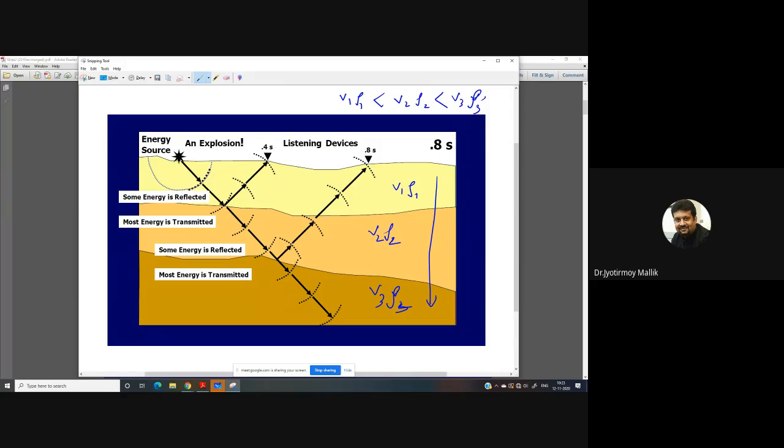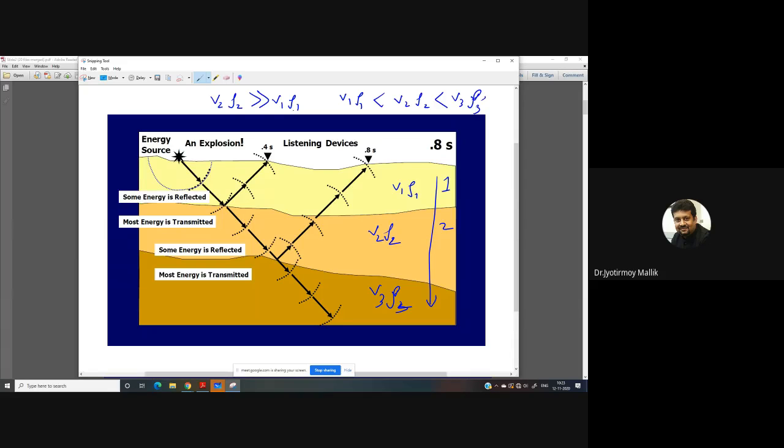nature. Now let us say that there is a very large contrast between layer 1 and layer 2. A large contrast means contrast in terms of acoustic impedance. So the condition is V2 rho 2 is highly greater than V1 rho 1. This is the situation we are thinking of.